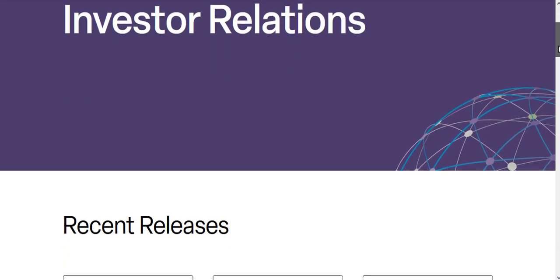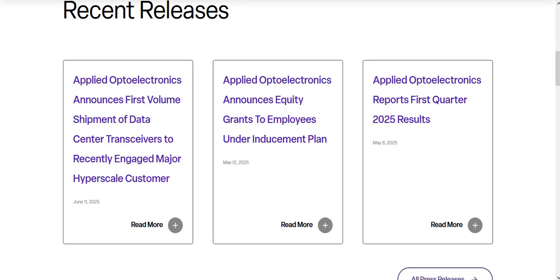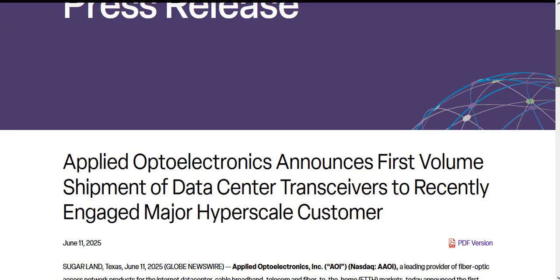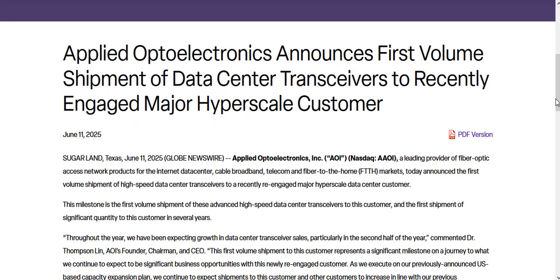So I'm going to scroll down on this investor relations page to recent releases, and we can see June 11th, which was yesterday, there was some news. It says it announces first volume shipment of data center transceivers to a recently engaged major hyperscale customer. I have no idea what that means, but something did happen yesterday that is of interest, enough so that AAOI put out a press release about it.